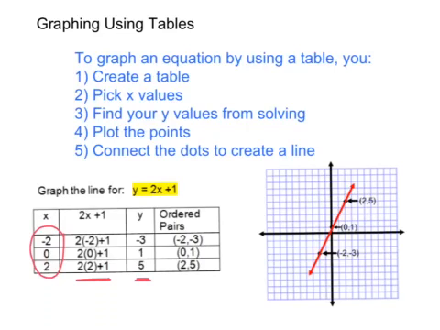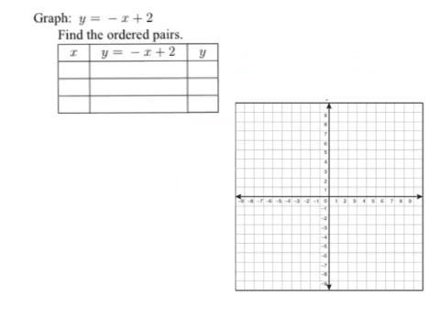So let's try a couple. So let's look at this one more time. Create your table, pick your x values, plug those in to get your y. Now you have ordered pairs, plot those on a coordinate plane, and create your line. That's all there is to it, guys. Good luck. So here we have y equals negative x plus 2.